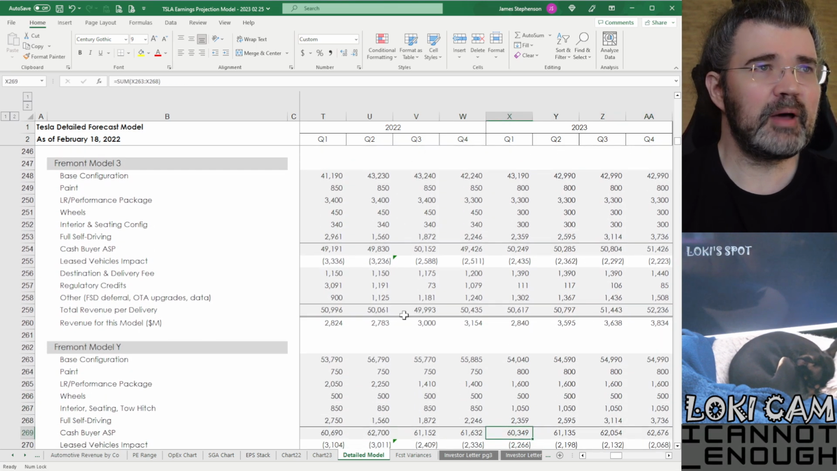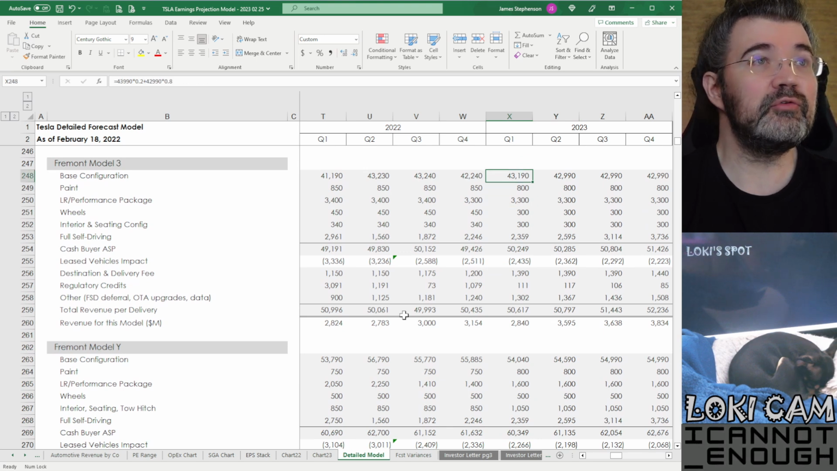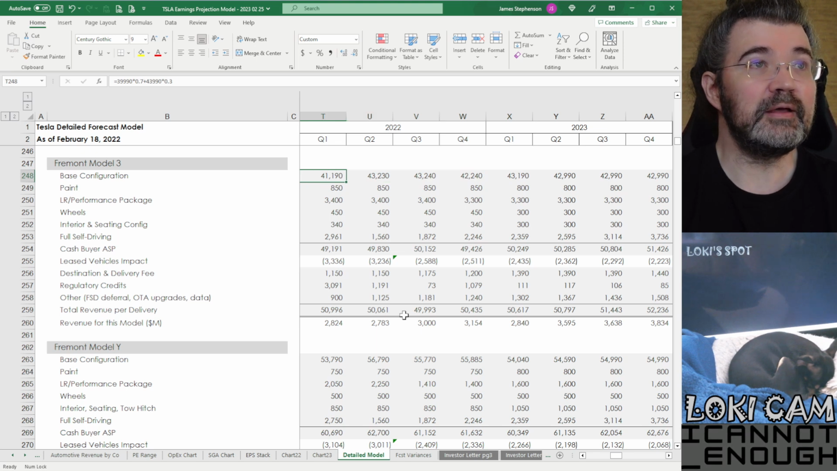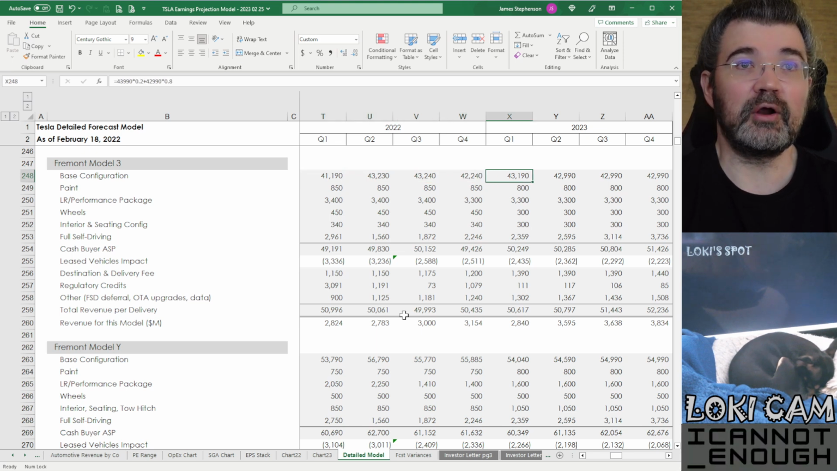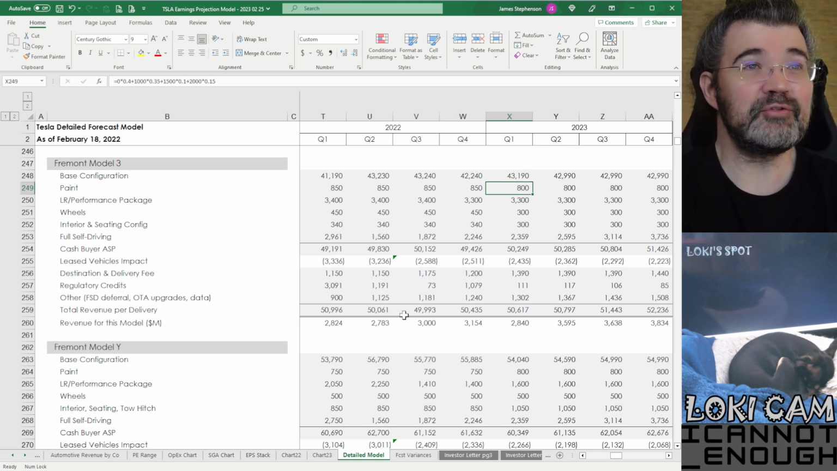Then for the Fremont Model 3, what do we have? Well, it's at a $42,990 price point now. It had been higher than that last year, $43,990 for a base starting price point. Not very different this year than it was last year, actually.